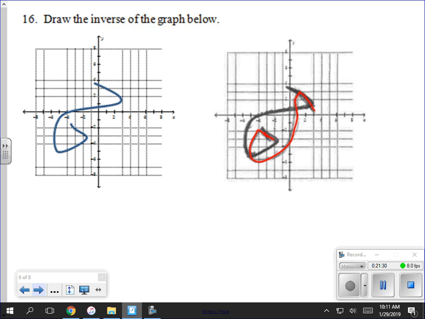I took a pencil and ran over this function with the pencil, and then I folded it on the reflection line. The most commonly missed part of this question is not folding it on the correct line. It's always the reflection line, which is the line y equals x. All inverses are reflected across that line. So if the function has an inverse, it will be reflected across that line. Not all functions have inverses. So they have to be reflected across that line.